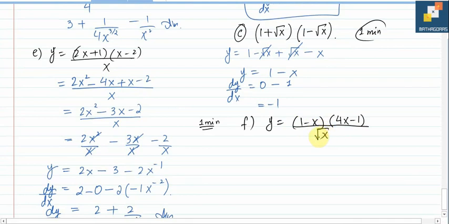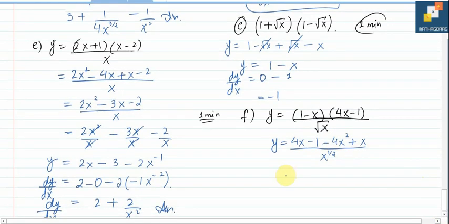Alright. So the first step is always the same, that we equate it with y equals to, and multiply the brackets. So 1 into 4x, 4x, plus minus minus 1 into 1, minus plus minus 4x squared, minus plus x into 1 is x, divided by root x, which means x power 1 upon 2. So we need to simplify the numerator. So 4x plus x, it's 5x, minus 1 minus 4x squared divided by x power 1 upon 2.